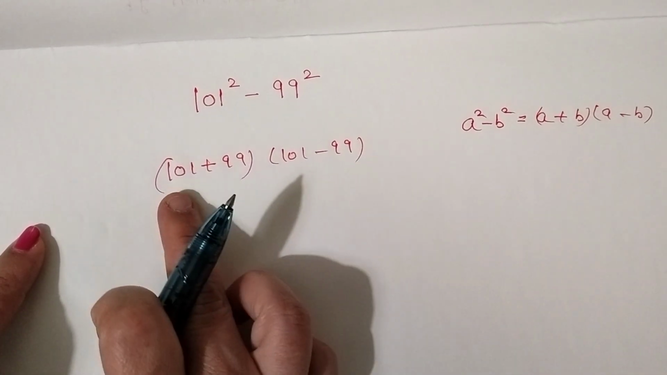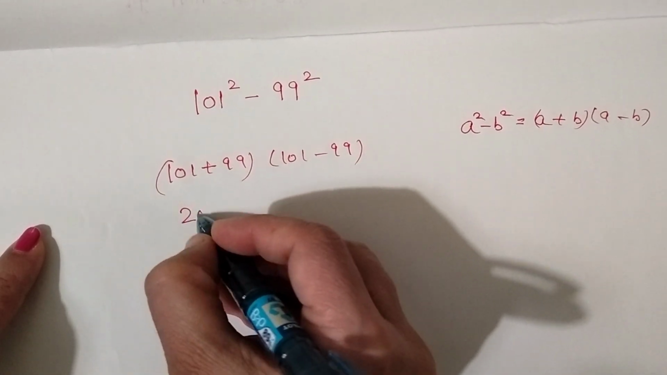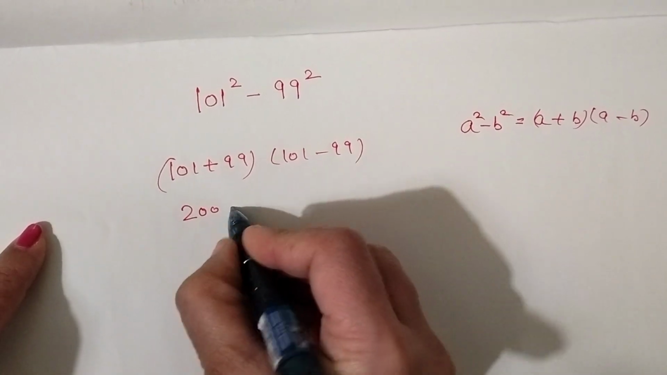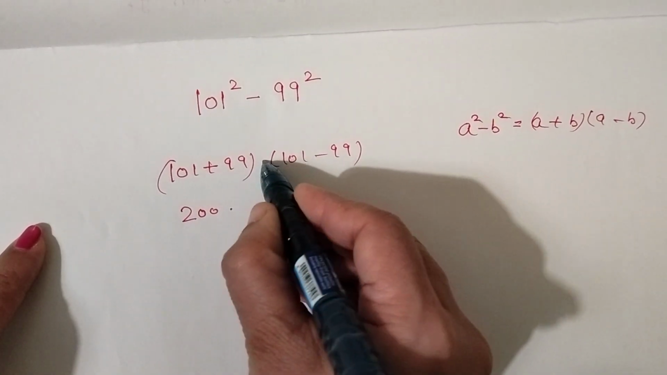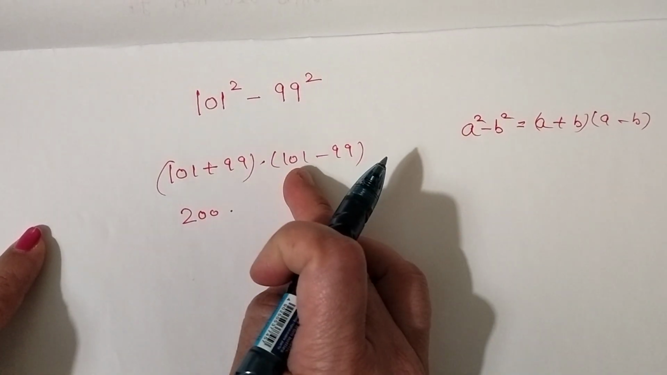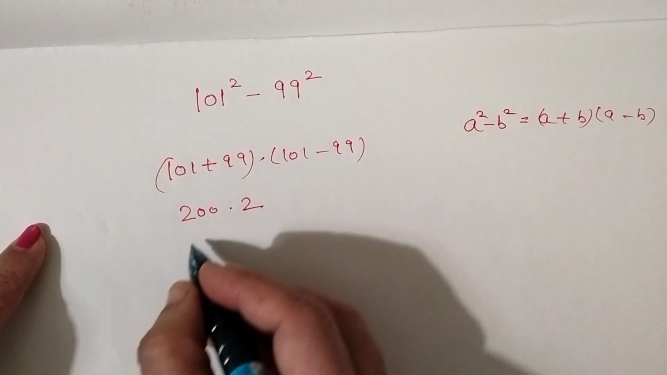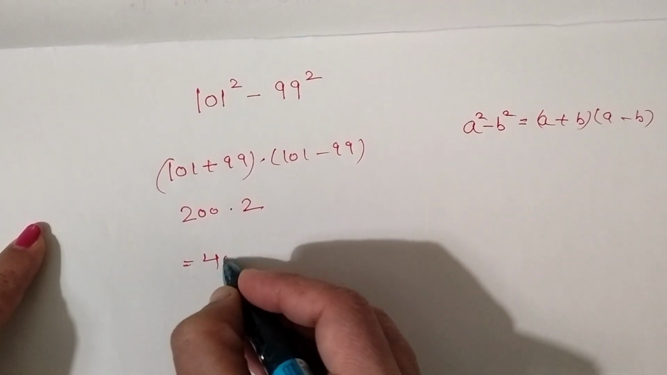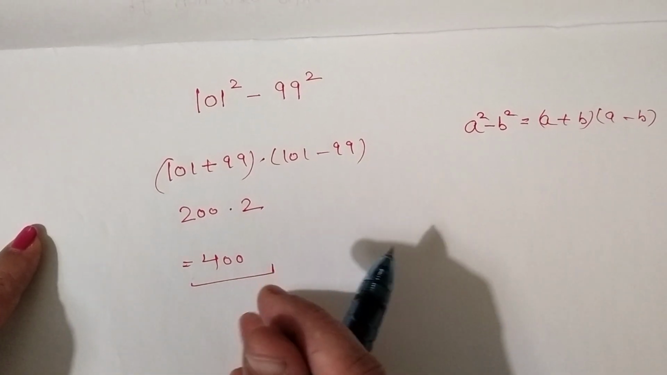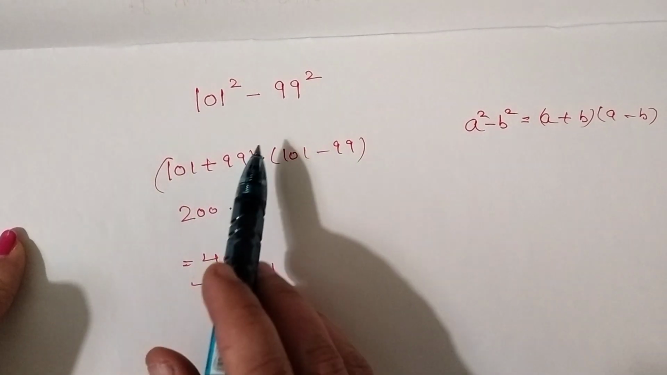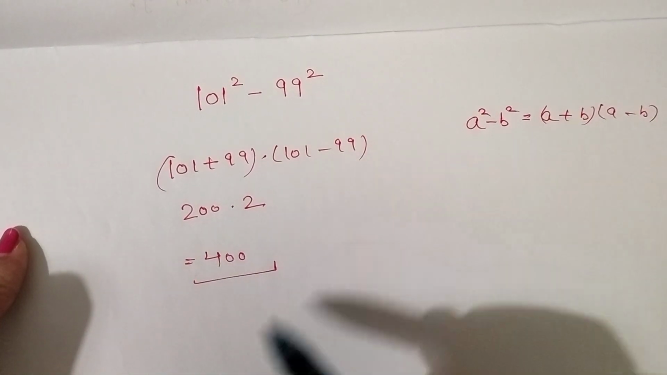Okay, so actually this is equal to 200, right? 101 plus 99 is 200. Multiply, if there is no sign, that means it is multiply. 101 minus 99 is equal to 2. So what is 200 times 2? 400. So you actually don't need to find the square of this and this, then subtract. Use these types of formula for easy answer.